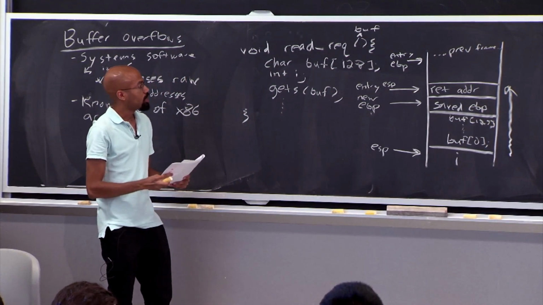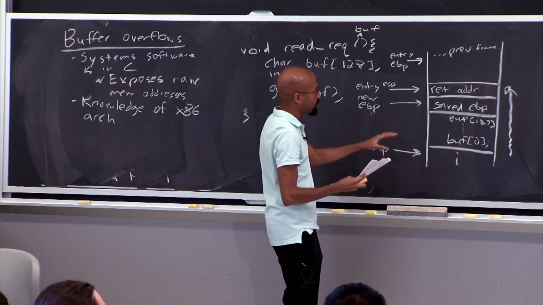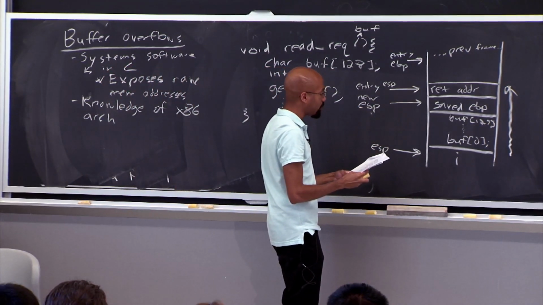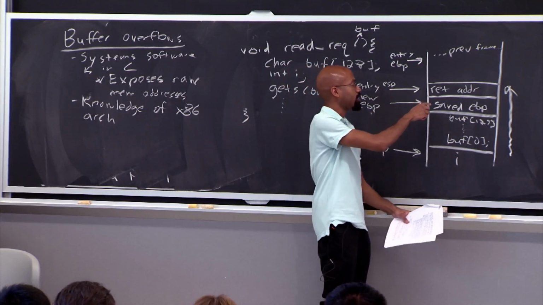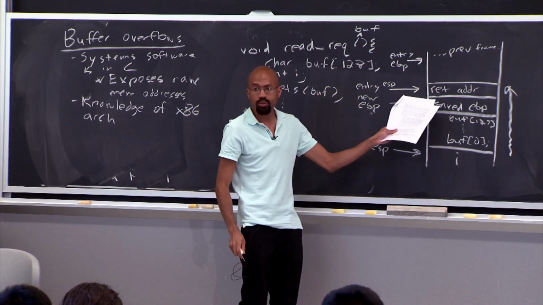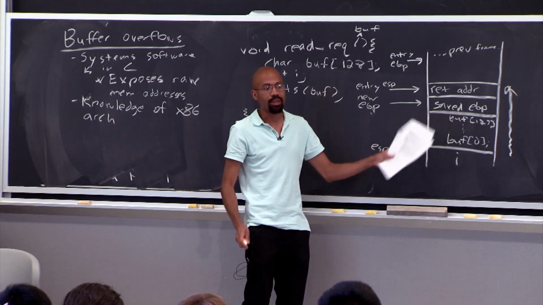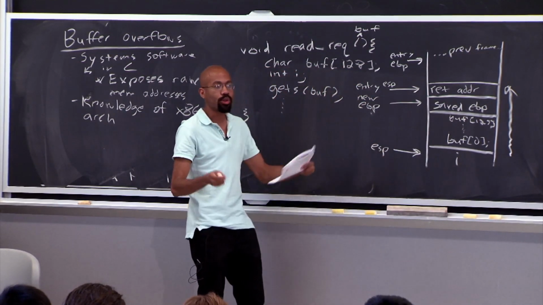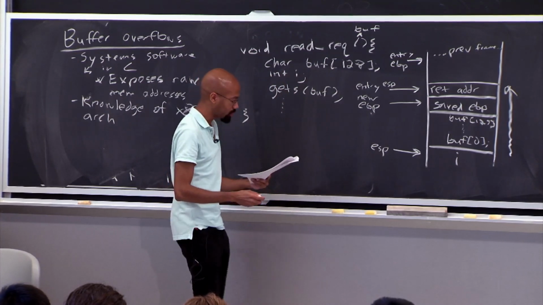So what does the attacker do to take advantage of that? It basically supplies that long input. The key idea here is that this can be attacker supplied. And if this return address is attacker supplied, then the attacker can determine where this function is going to jump to after it concludes its execution.